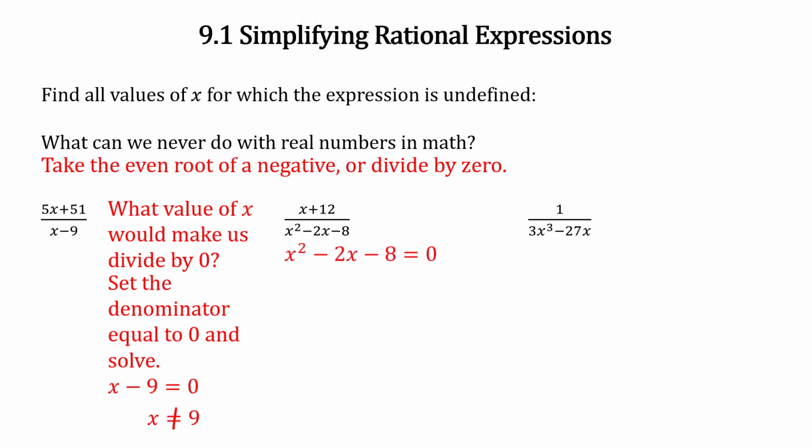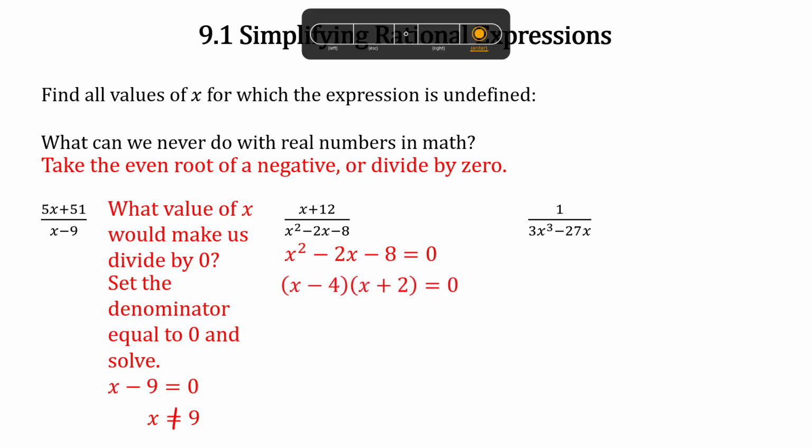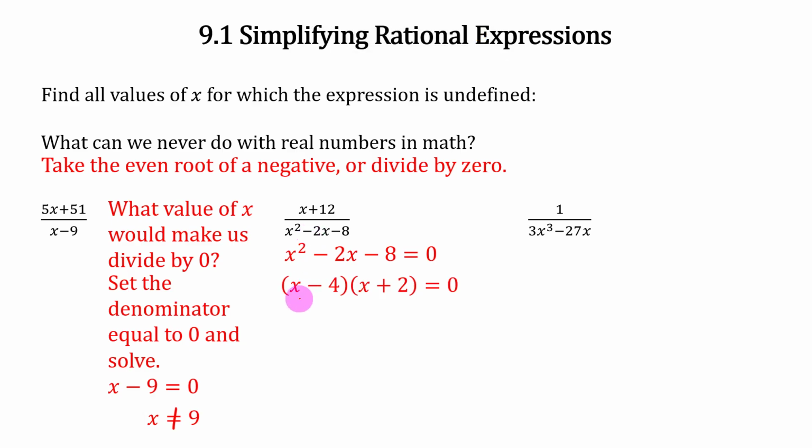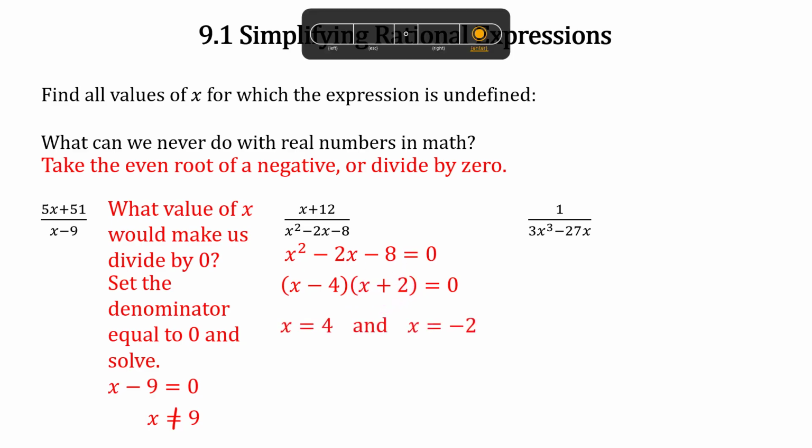So here we have to factor: what multiplies to -8 and adds to -2? -4 and +2. So what value of x would make this 0? That's going to be +4. What value of x would make this 0? That's -2.